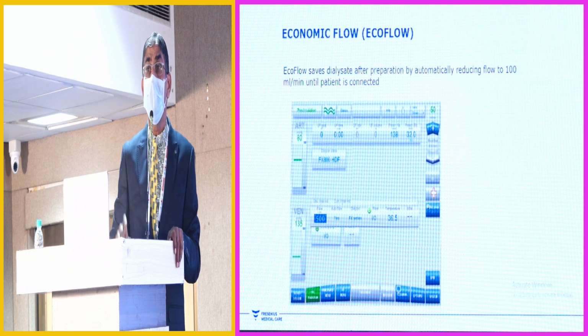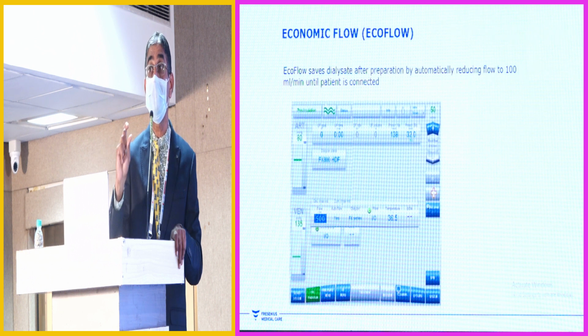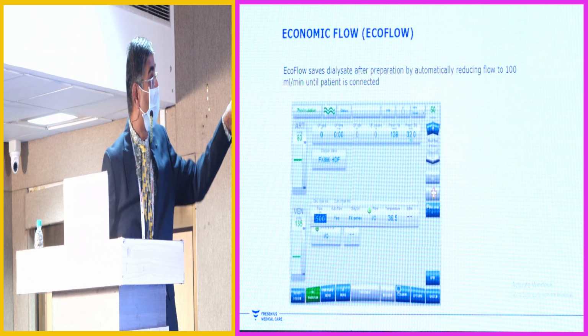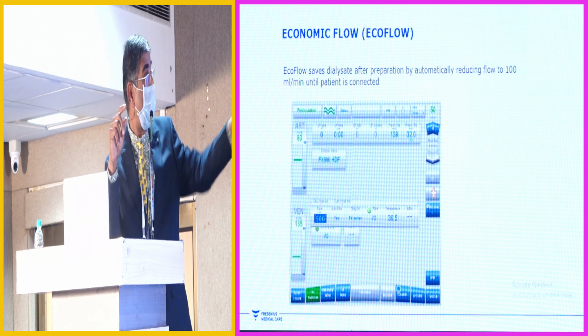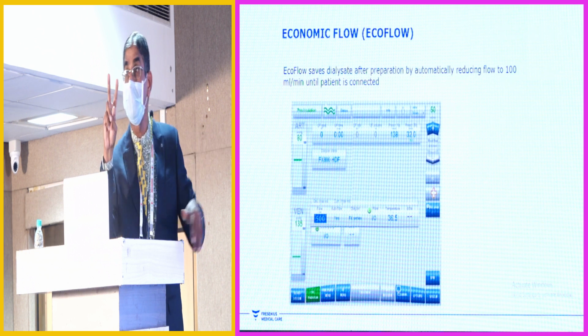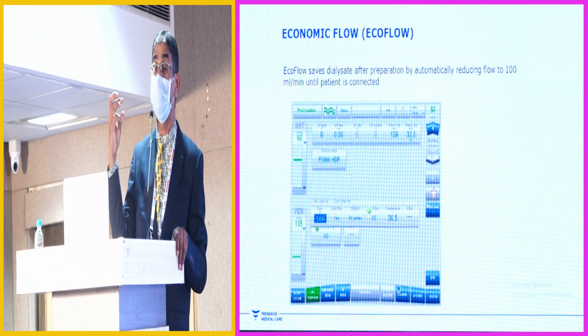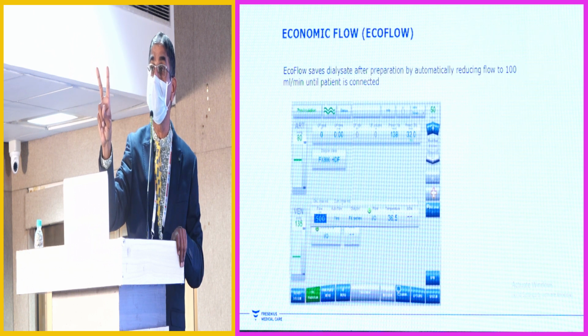But during this economical mode, do not send the dialysate sample for electrolytes, because you can see below the bicarbonate value 25. The prescribed bicarb is 32, below that it's 25. So during economical mode, if the dialysate sample is sent for electrolyte analysis for bicarbonate, it will not be more than 25.